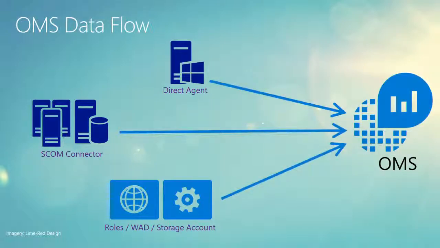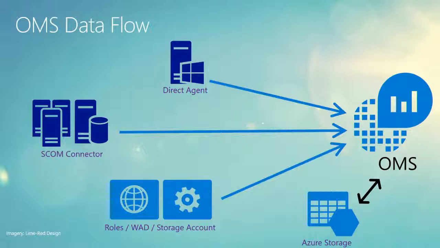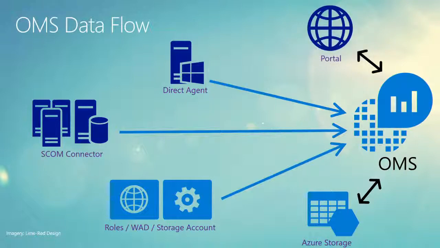Once information goes into OMS, it gets nice and safely stored in Azure storage. So it's all safely segregated off. Now the data is encrypted in transit and it's encrypted at storage as well. So your stuff is as safe as houses. We're kind of paranoid about that at Microsoft. And then you've got a portal across the top of that as well, so it's nice and easy to get your information in there.